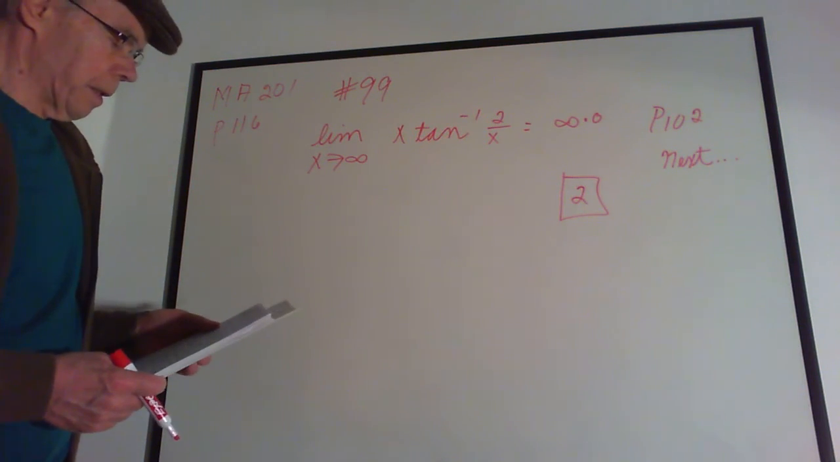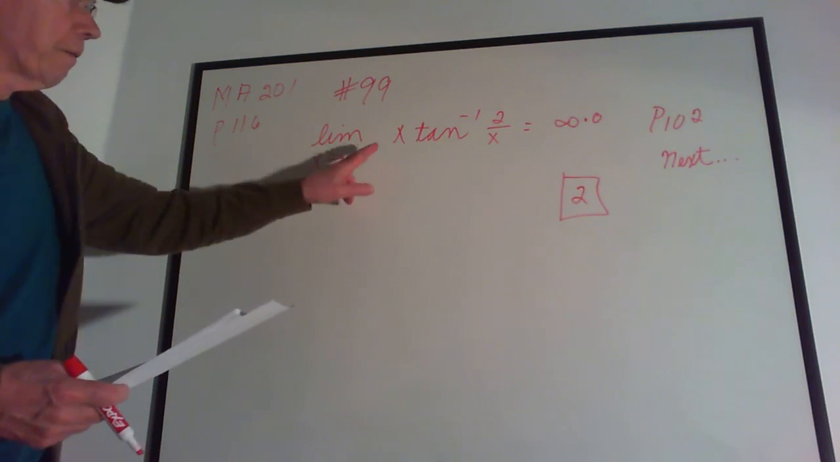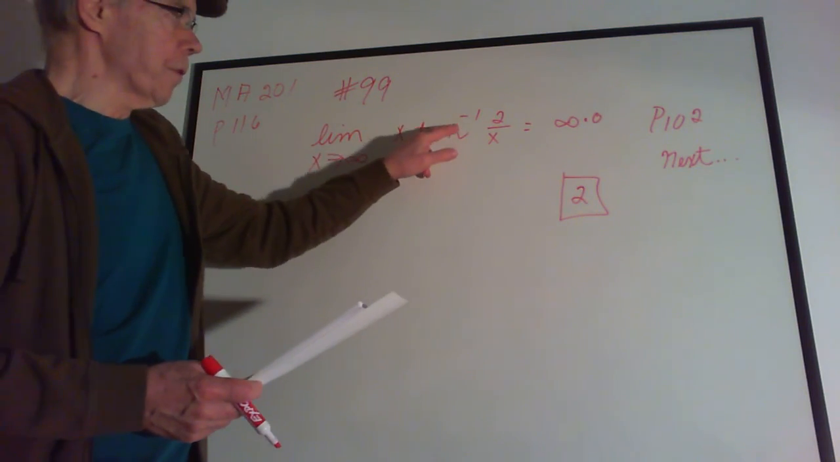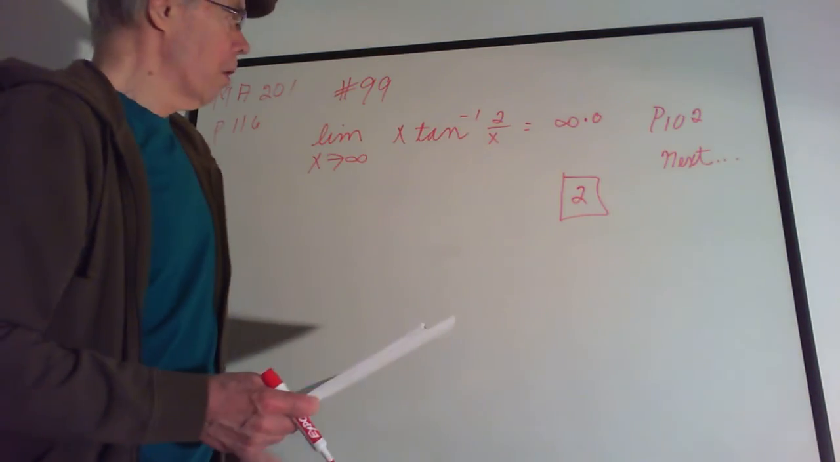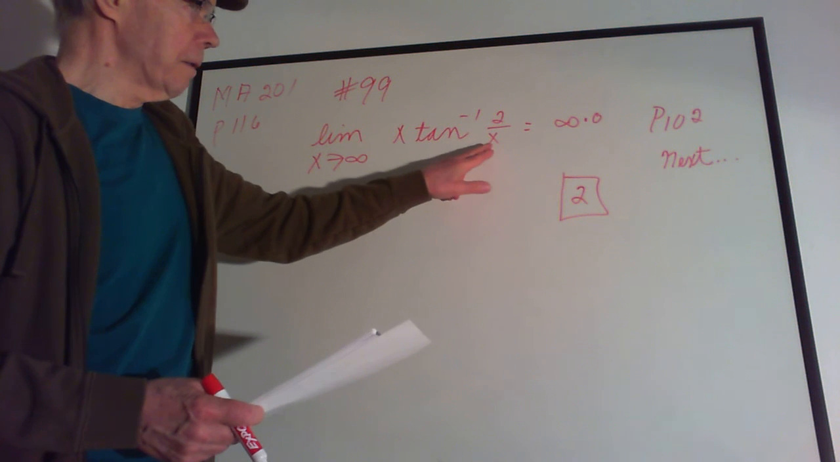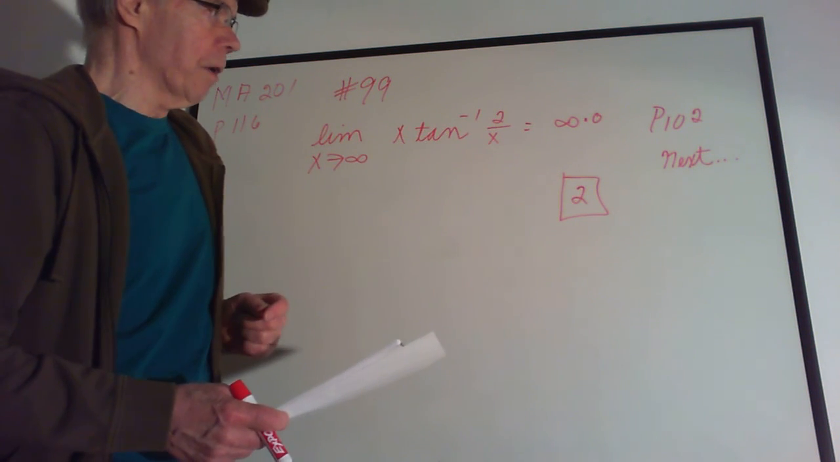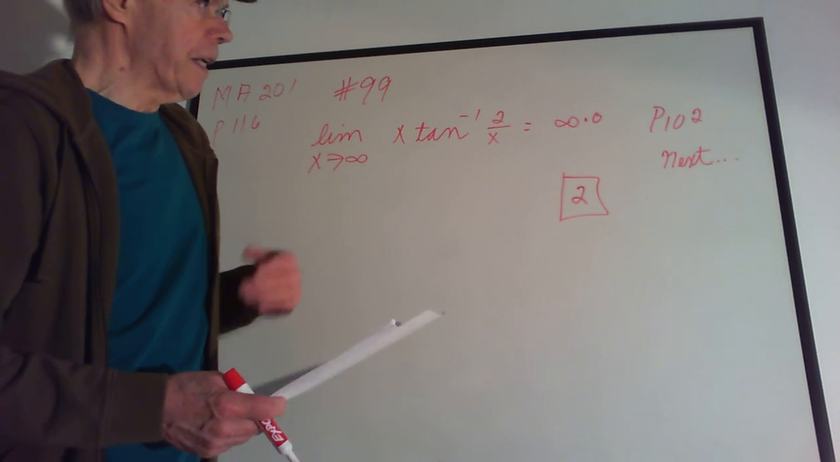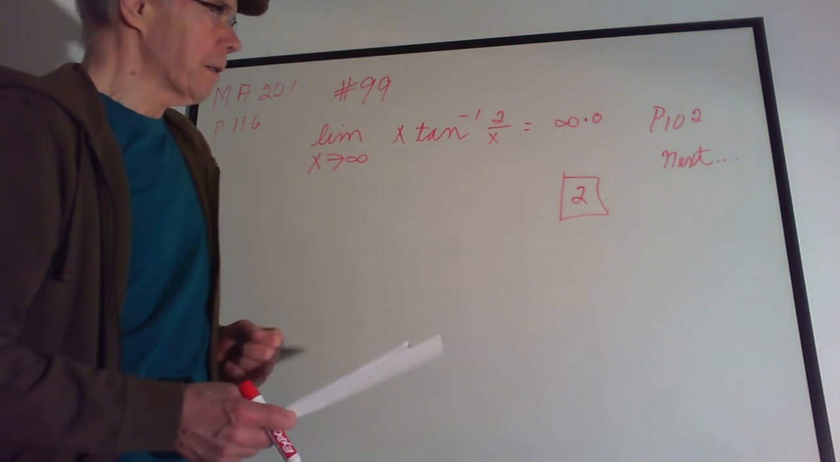Alright, problem number 99 is the limit as x goes to infinity of x times the inverse tangent of 2 over x. It's going to give you a form of infinity times 0. Right, because as x goes to infinity, a number divided by infinity gives you 0. This is an indeterminate form, so you can use L'Hopital's rule on it.